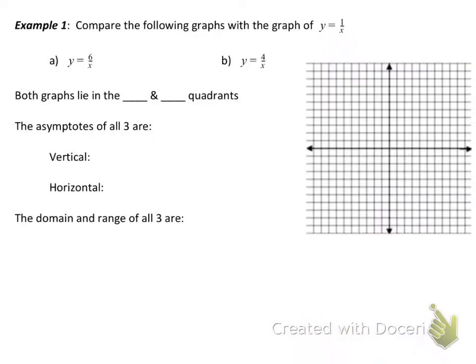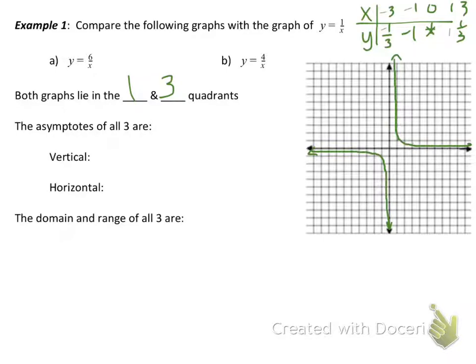So let's start out by looking at some very basic rational functions. Let's look at the parent function for rational functions, y equals 1 over x. The graph will lie in quadrants 1 and 3. If we pick some positive and negative points, it'll be fairly easy to graph: -3, -1, 0, 1, and 3. And you'll see since we can't divide by 0, it's not defined at 0.